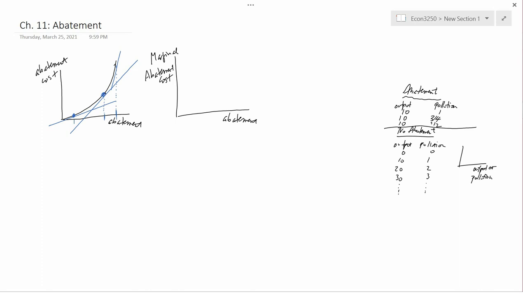So I have some kind of relationship like this. As you go from left to right, marginal abatement cost goes up. Now, I have no idea what the shape of this is, besides that it's upward sloping. It might look like this.